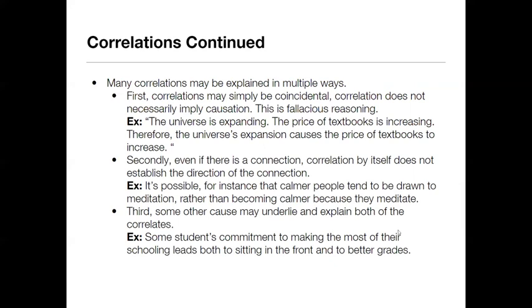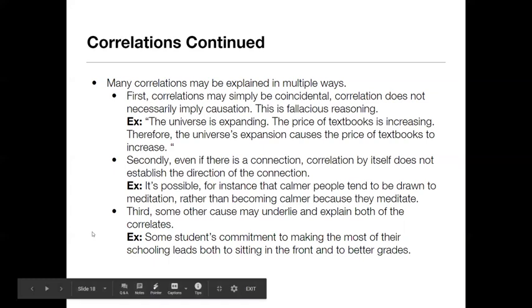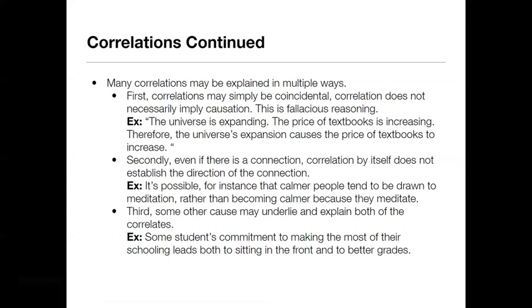So this is an interesting one. There's a lot of data that shows that students who sit near the front of the classroom perform better, but it could also be the case that some students' commitment to making the most of their schooling leads both to them sitting in the front and to better grades because they were already the kind of student that wanted better grades, right? So in that case, that cause explains both of the correlates.